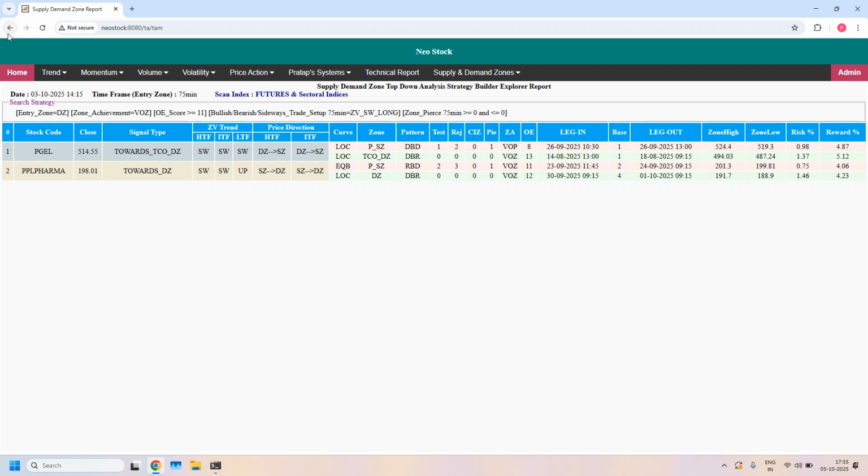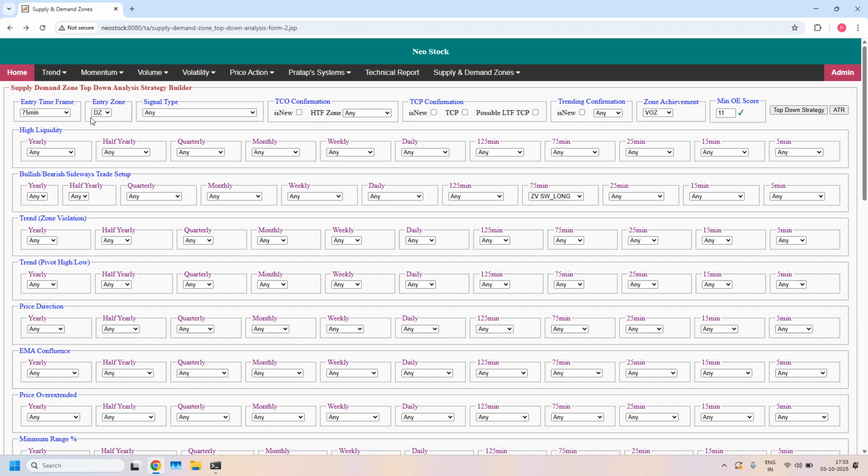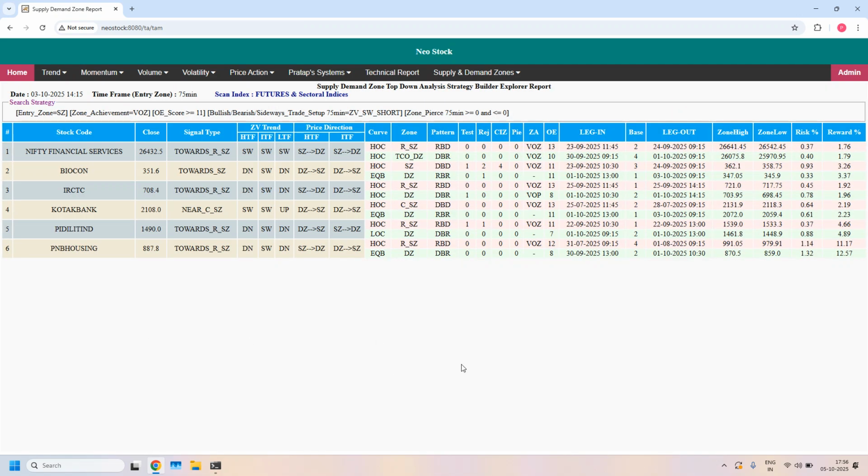Next, sideways short trade setup for weekly income trade. Changes are 75 minutes supply zone and here sideways short. We got 6 stocks. Entry time frame zones are 75 minutes supply zones. And you should plan trades in these 6 75 minute supply zones only if lesson 30.3 checklist items are satisfied. Otherwise, higher chances of zone violation.